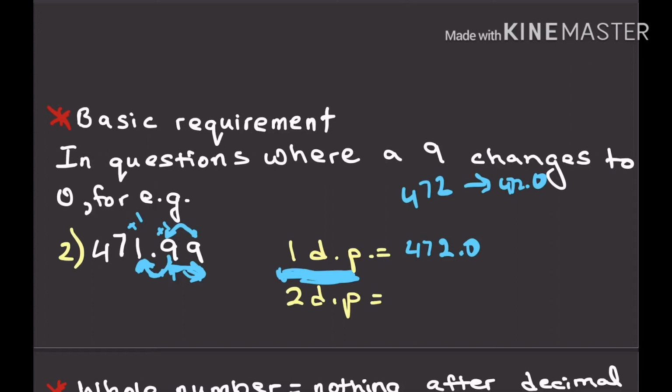2 dp, we're looking at 1, 2. So we're looking at this 9. There's nothing after the 9, so we're gonna assume here that there's a 0. It's an assumption. Obviously, there's nothing, so obviously there would be a 0, which is less than 5.